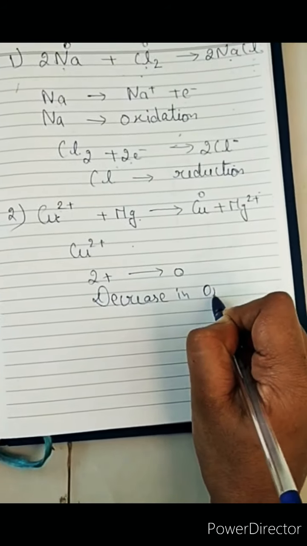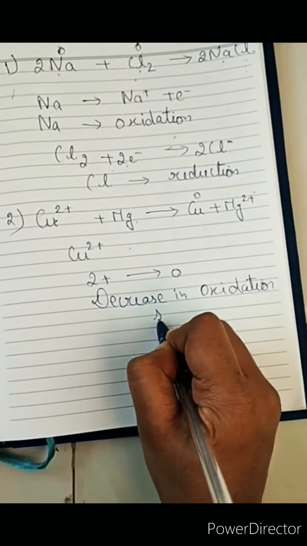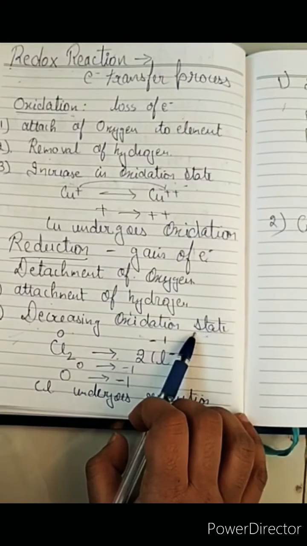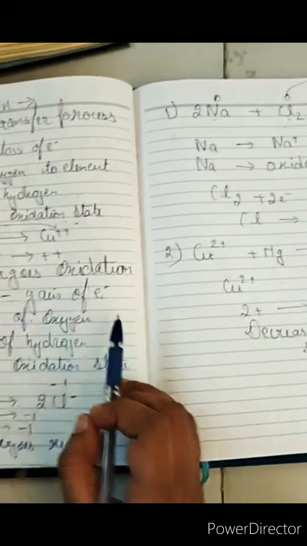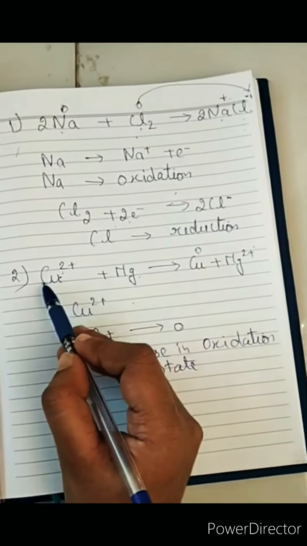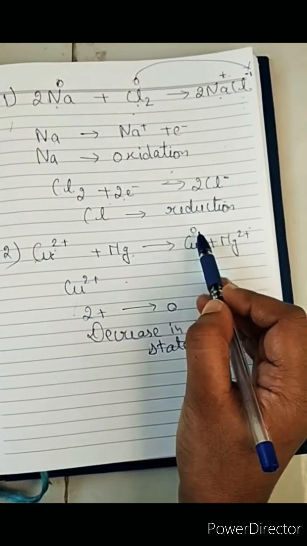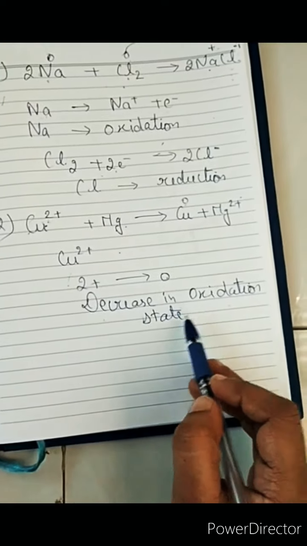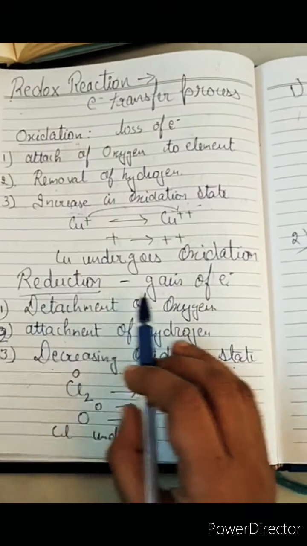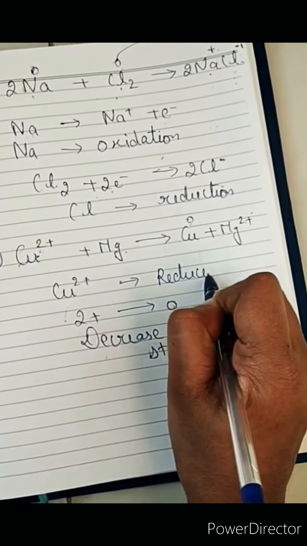Decrease in oxidation state. Look, decrease in oxidation state means gain of electron. So Cu2+ gains the electron and it becomes 0. It accepted the electron, it completes its valency and it becomes 0. So decrease in oxidation state means reduction or gain of electron. So it means Cu is reduced, reduction.